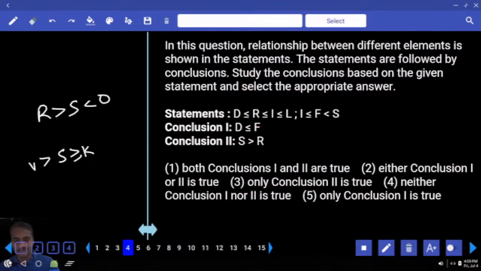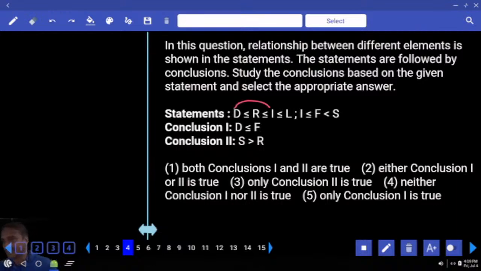Then question number 4. In the first one, D and F. D is here and F is here. Which element is common? I. D to I, D lesser than or equals to I. I to F, I lesser than or equals to F. So D lesser than or equals to F.